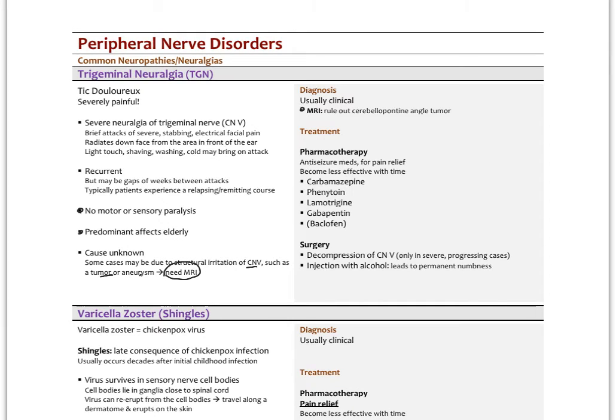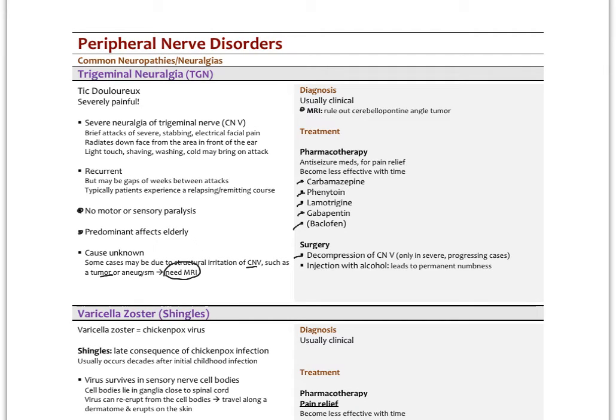And then the treatment is usually using anti-seizure meds because the pain medications usually are not effective. Remember, anti-seizure meds pretty much stop or slow down the electrical activity in the nerves, and that would include the trigeminal sensory nerve. So carbamazepine, phenytoin, we saw these with the epilepsy section, lamotrigine, gabapentin, and baclofen are all potential medications there.